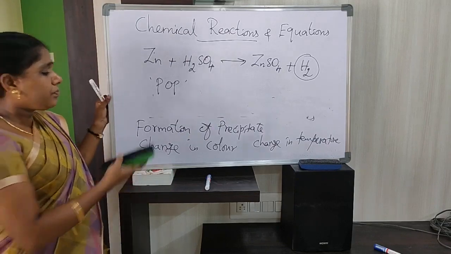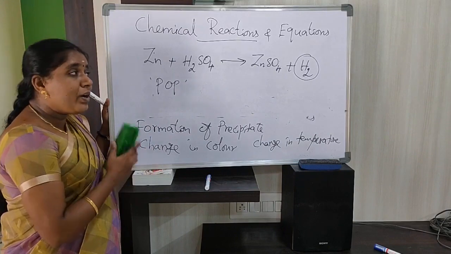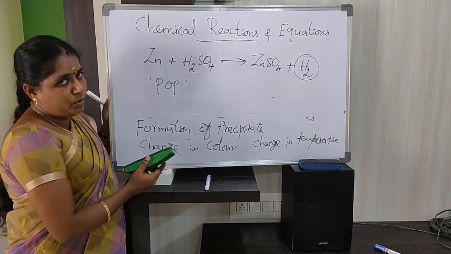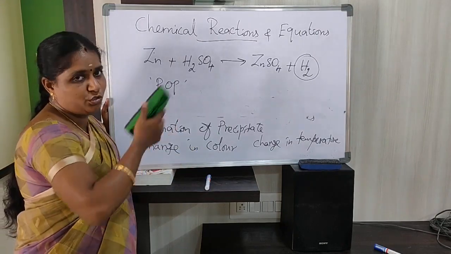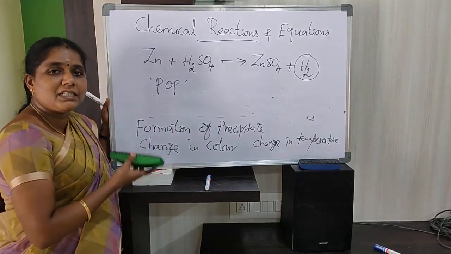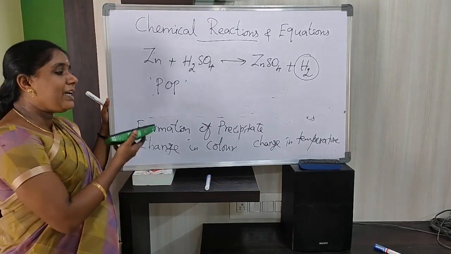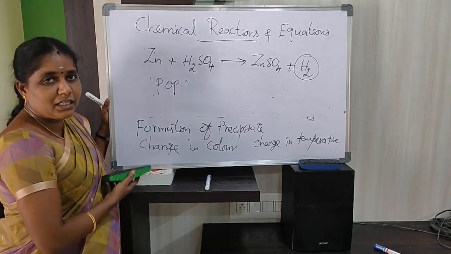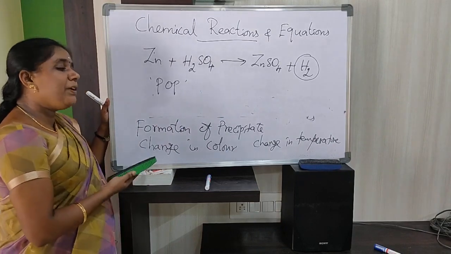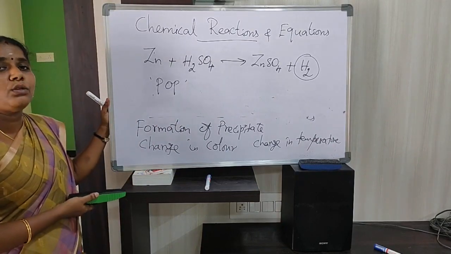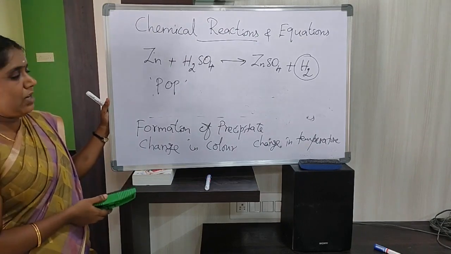Same like this, we have discussed already about the formation of precipitate. What does precipitate mean? You know very well, the insoluble substance present in a solution is called precipitate. This precipitate is a solid product, isn't it? Precipitate is a solid product. So, with the help of formation of precipitate also, we can identify whether one chemical reaction has taken place or not.